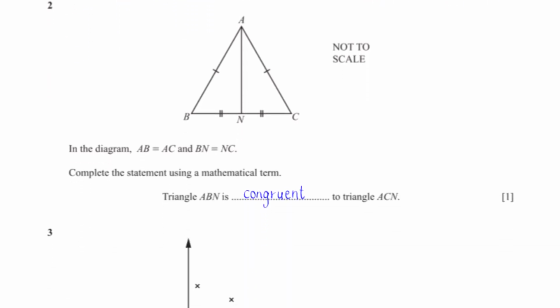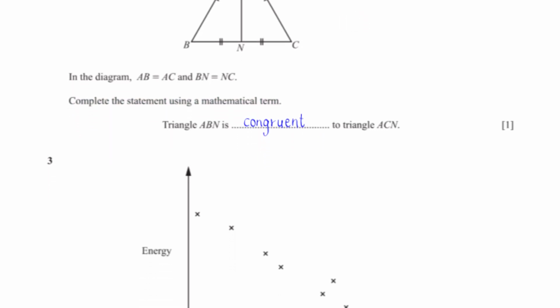In the diagram, AB is equal to AC and BN is equal to NC. Complete the statement using a mathematical term. Triangle ABN is congruent to triangle ACN. Triangle ABN and triangle ACN are congruent because they have the same exact shape and equal lengths.